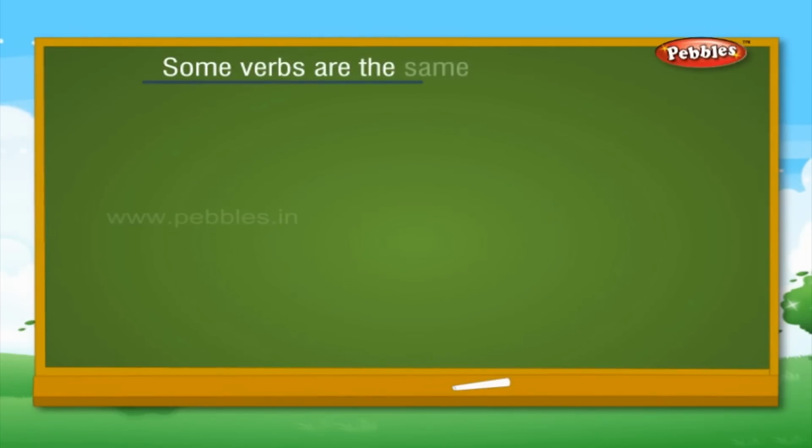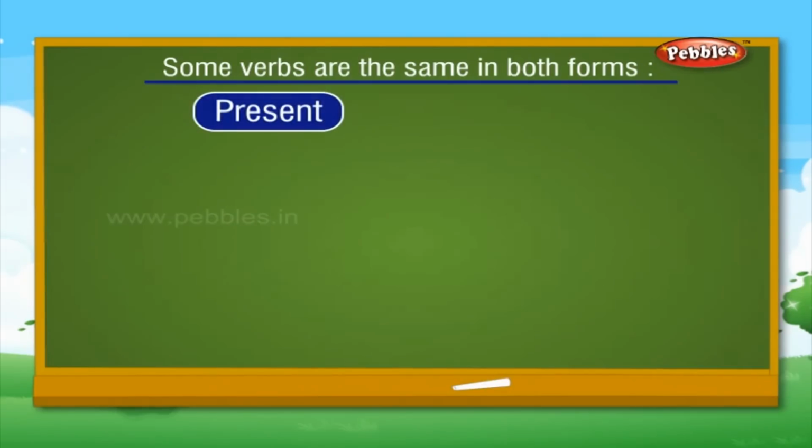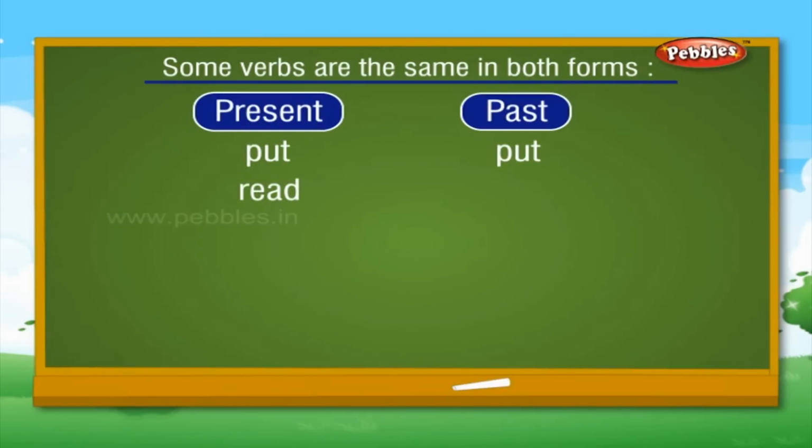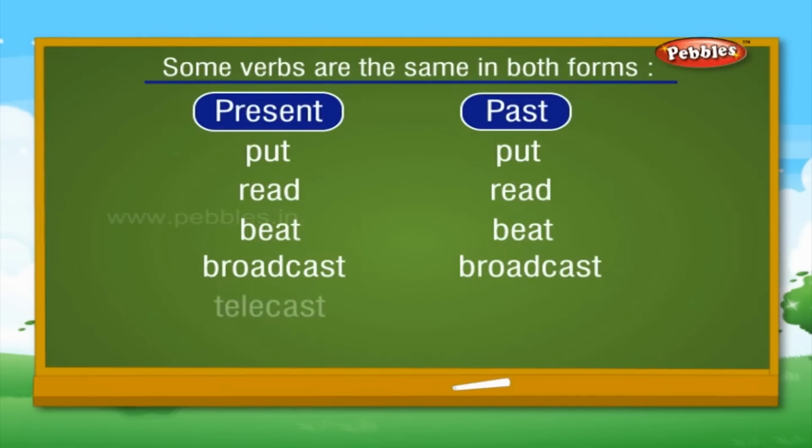Some verbs are the same in both forms, present and past. Put, put. Read, read. Beat, beat. Broadcast, broadcast. Telecast, telecast. Hit, hit.